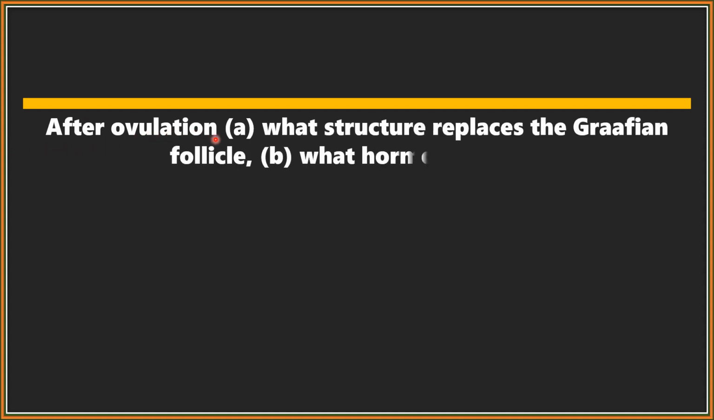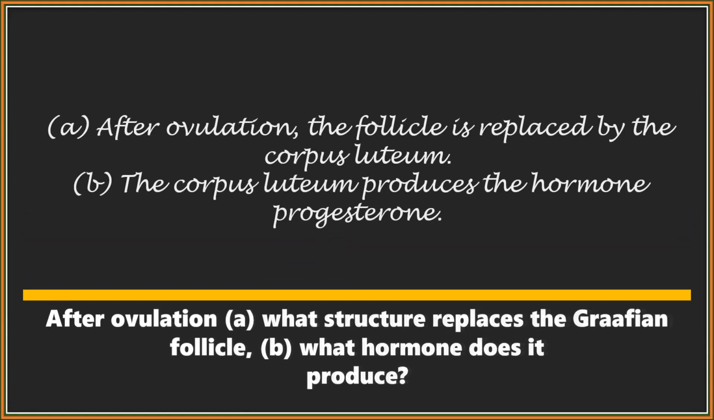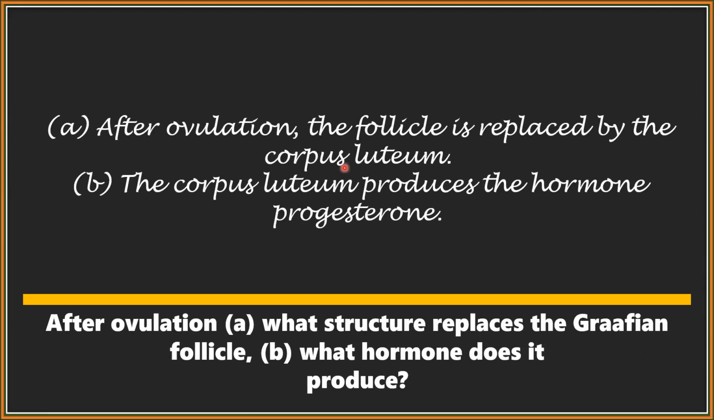After ovulation, what structure replaces the Graafian follicle? B. What hormone does it produce? After ovulation, the follicle is replaced by the corpus luteum. The corpus luteum produces the hormone progesterone.